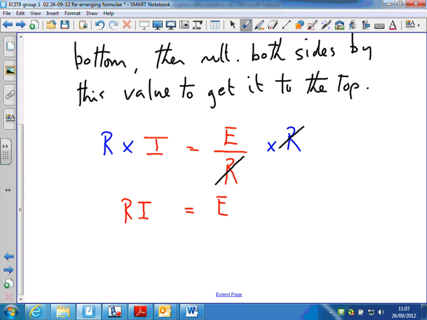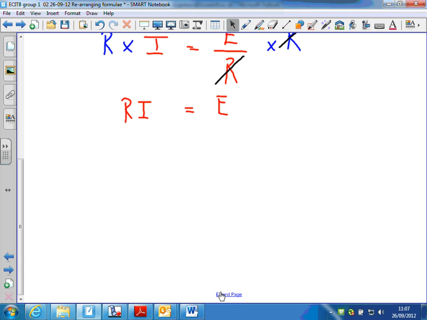Remember, what we're trying to make the subject is R. So what's the next step to get R on its own? What's the story for this left-hand side now? R has been multiplied by I. How do I get rid of the I? Right. Now divide by I, to leave R on its own.